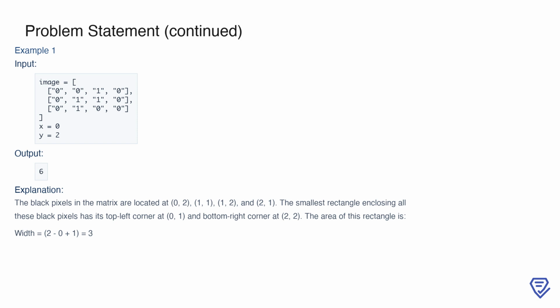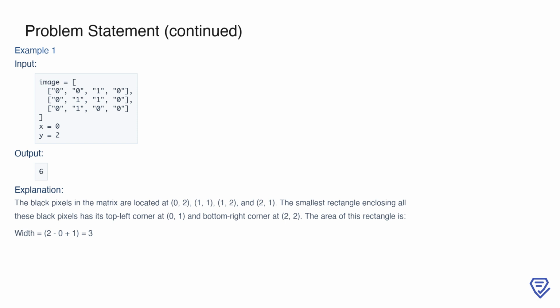The input matrix contains 3 rows and 4 columns. The black pixels are located at specific positions: 0, 2; 1, 1; 1, 2; and 2, 1. The given coordinates x, y point to the black pixel at 0, 2. To find the smallest rectangle enclosing all the black pixels, we calculate its boundaries. The top left corner of the rectangle is at 0, 1, and the bottom right corner is at 2, 2.